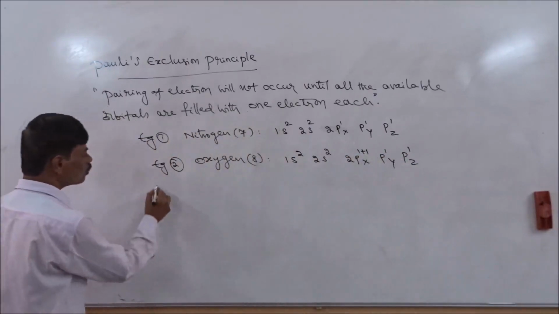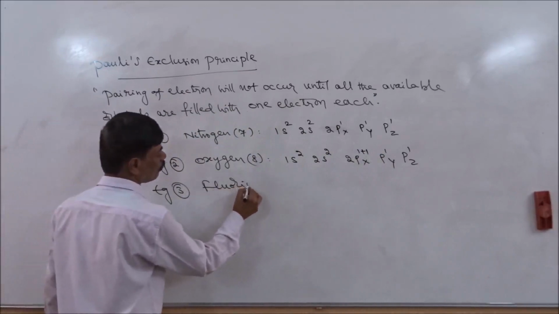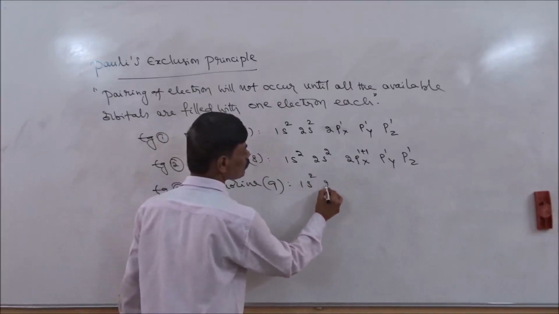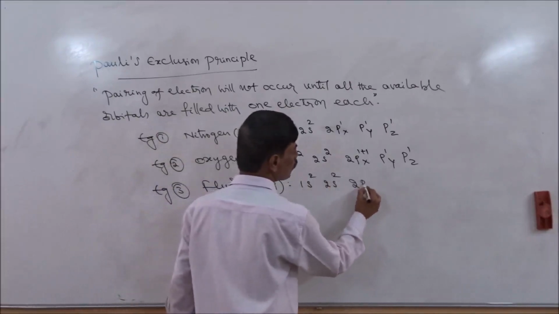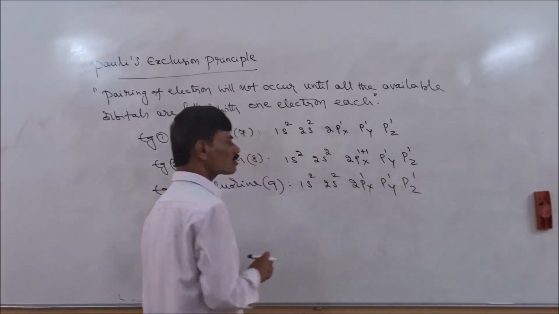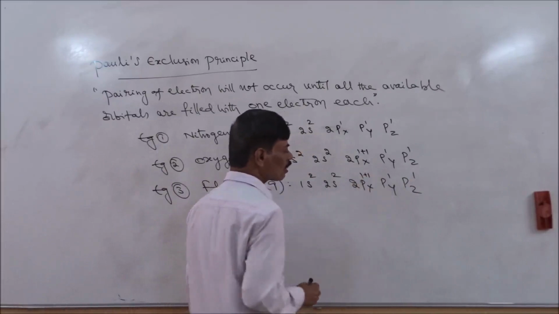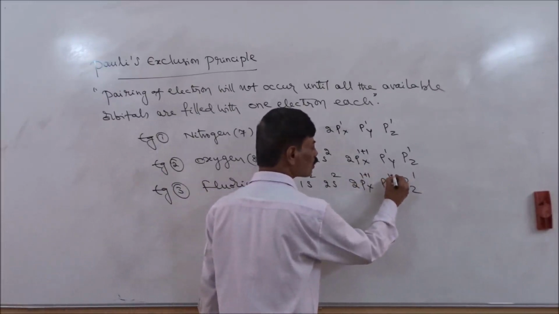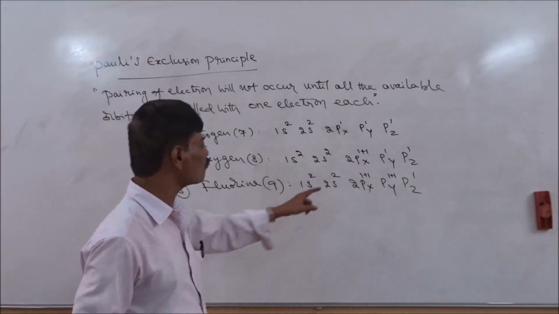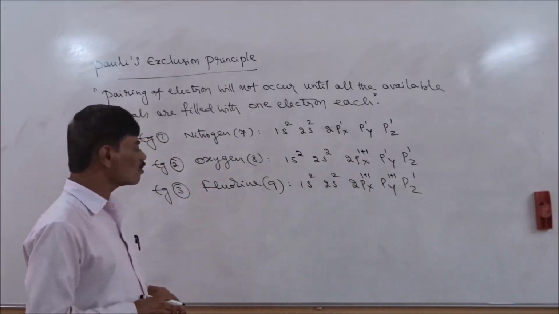Now if we move to fluorine, whose atomic number is 9, electronic configuration 1s2, 2s2, 2px, py, pz. So 7 electrons. 8th electron will join with 2px, 9th electron will join with 2py. Now total number of electrons are 4 plus 5, 9, which is nothing but atomic number of fluorine.